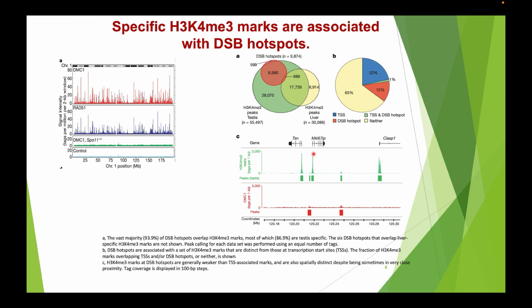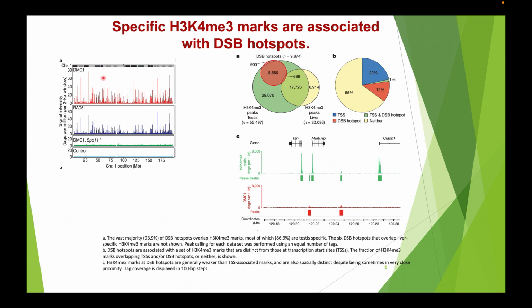We did ChIP-seq with DMC1 and RAD51, which are DSB repair proteins that bind at the DSBs. That's how they give the positions where hotspots are formed.